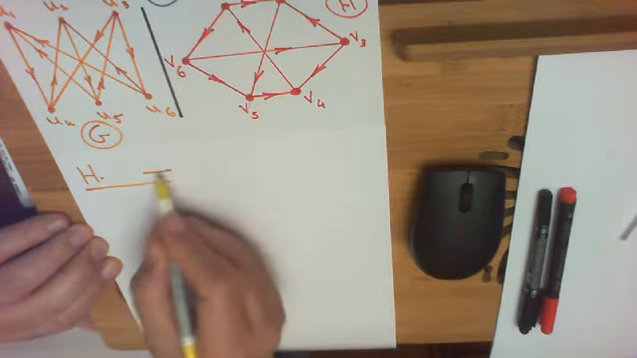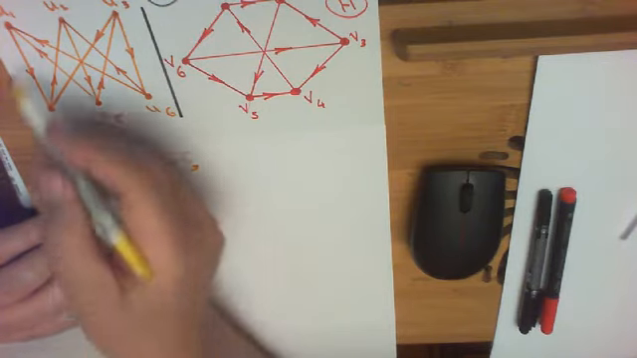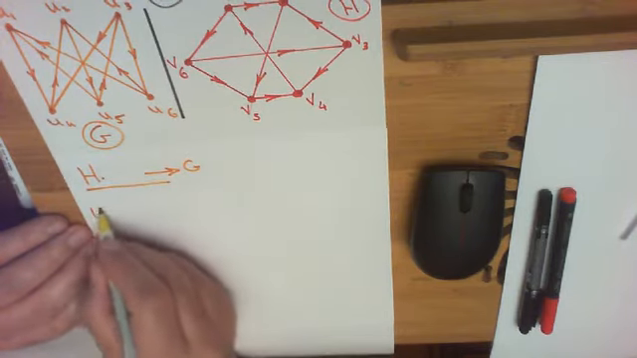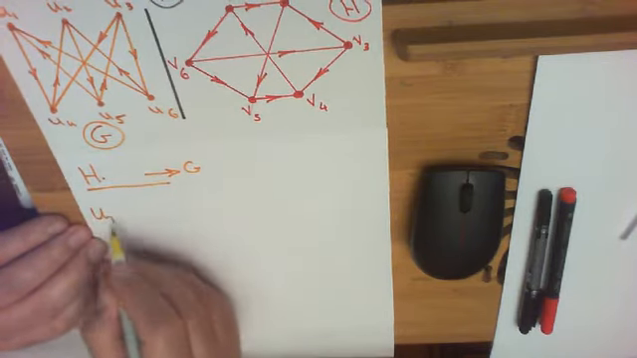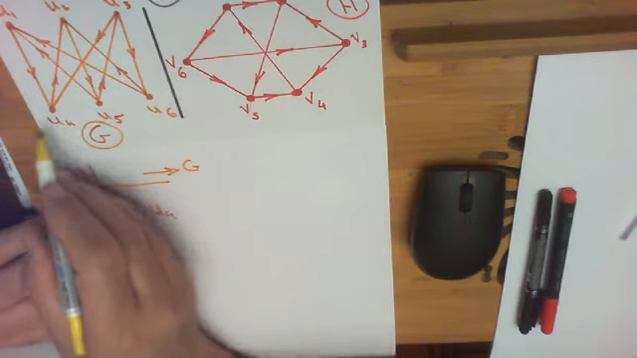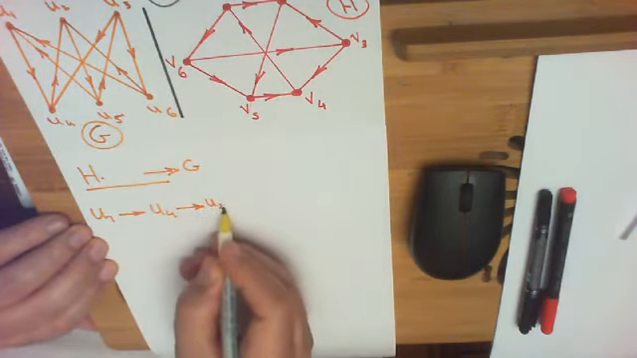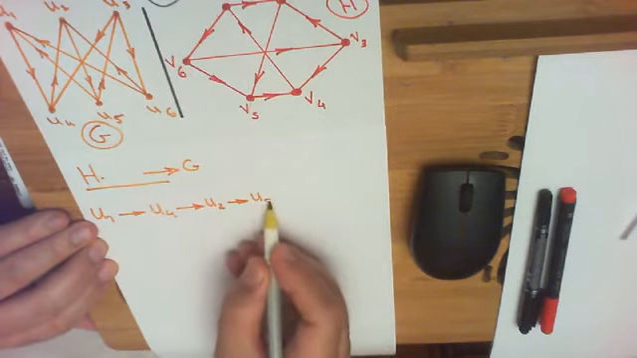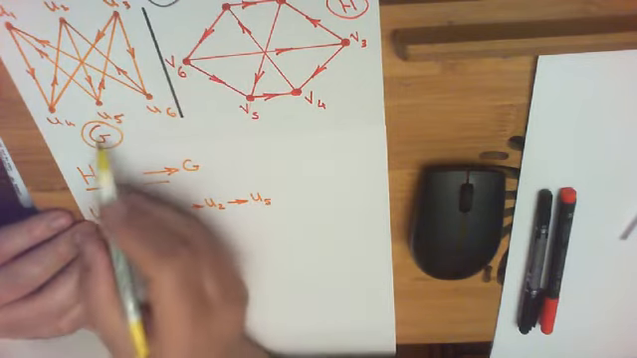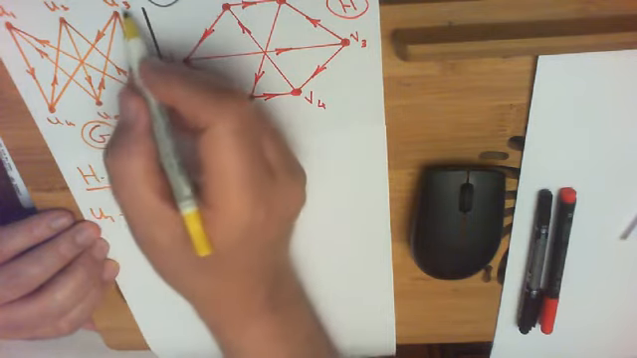Okay, for graph G. Now, I start, say, from U1. From U1, I'm forced to go to U4. Opposite direction. From U4, where I have to go, you are forced to go to U2. Okay? From U2, where I have to go, you are forced to go to U5. From U5, where I have to go, you are forced to go to U3.